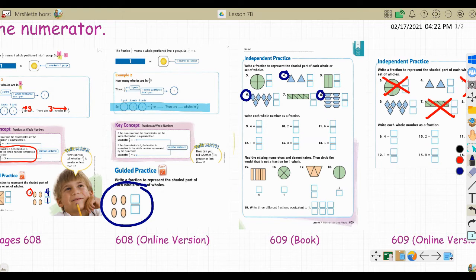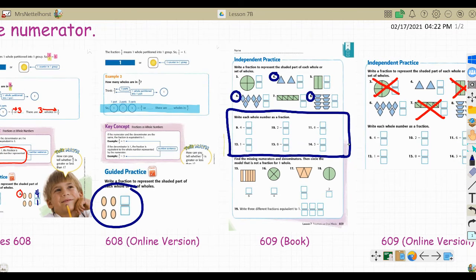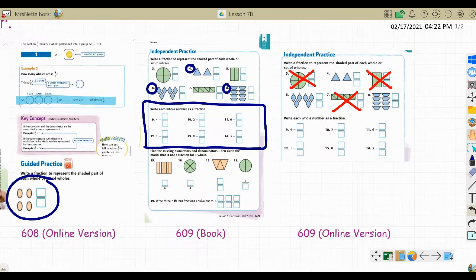Now remember, these are whole things. You're not doing parts of a set. This is 1 whole, 2 wholes. You have 1 whole, 2 whole, 3 whole, 4 whole, like that. So you're going to write your fraction for your whole numbers. Okay, you've already done the bottom of this page, so you're only going to work on this section here. Okay, so you're going to do 4, 6, and 8, and then do that middle section. Then you're just going to copy it onto your online page. Whatever answers you did in your book over here, copy it to your online page. And that's what you're going to do today. That's writing whole numbers as fractions.